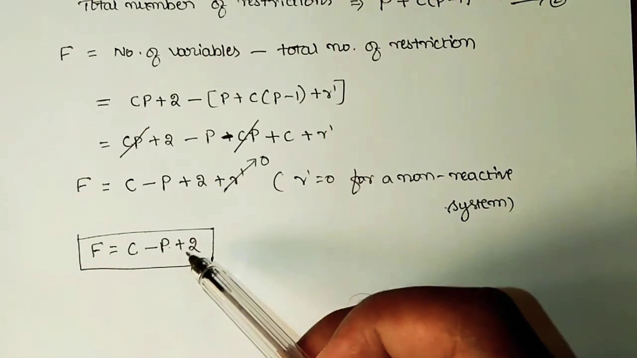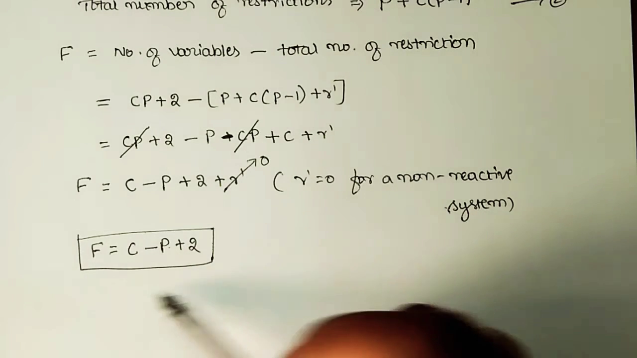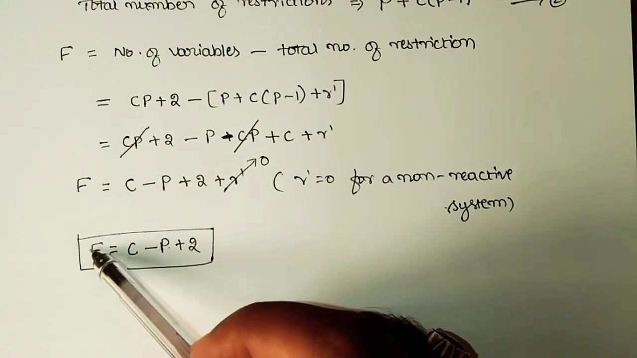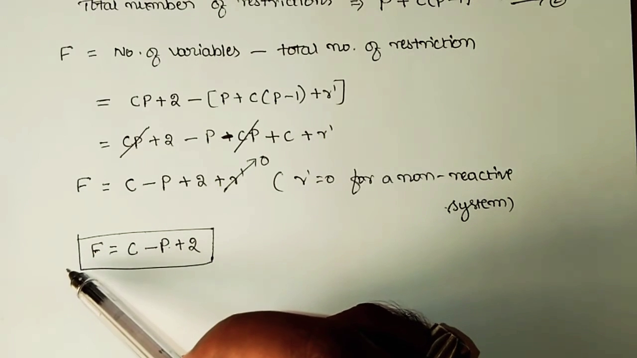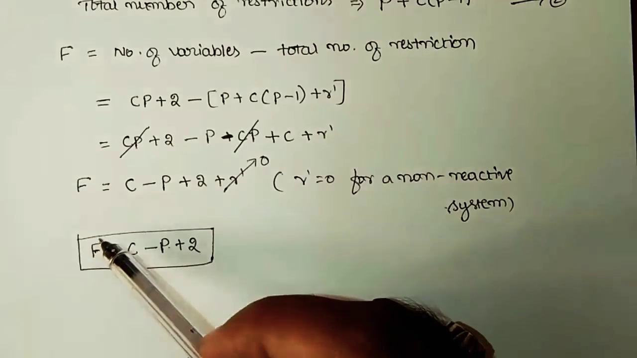And now we shall solve one or two problems based on this phase rule proposed by Gibbs, in order to calculate the number of degrees of freedom that should be used in order to specify a system.